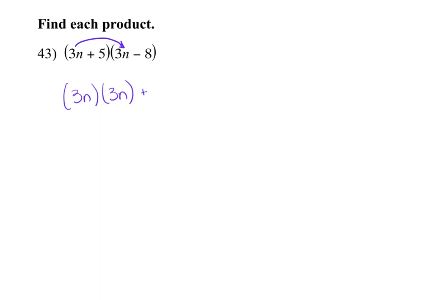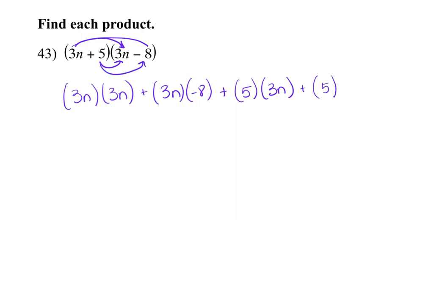We're going to add to it 3n times negative 8. We're going to say 5 times 3n, and then we're going to say 5 times negative 8. Positives and negatives determine if you're adding or subtracting in between the terms, okay?